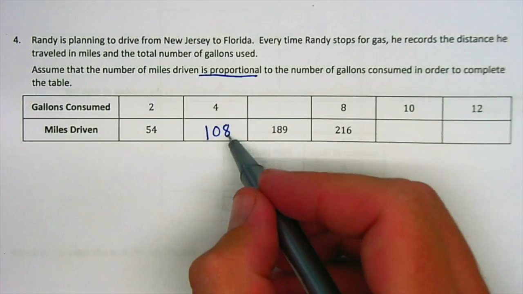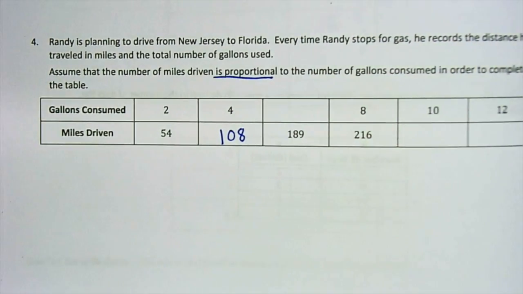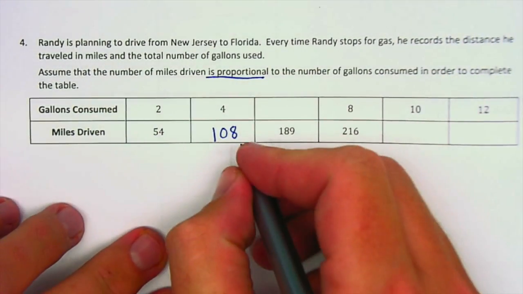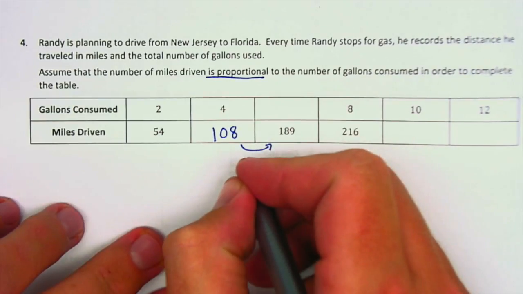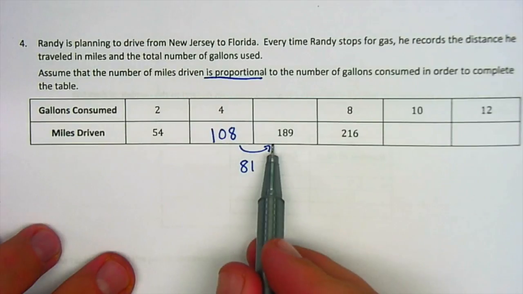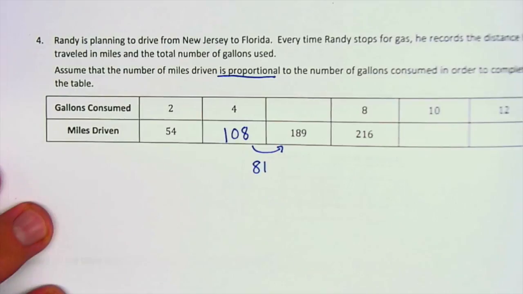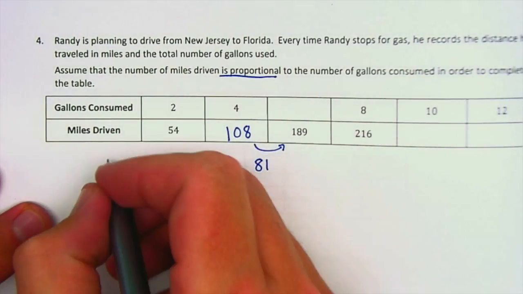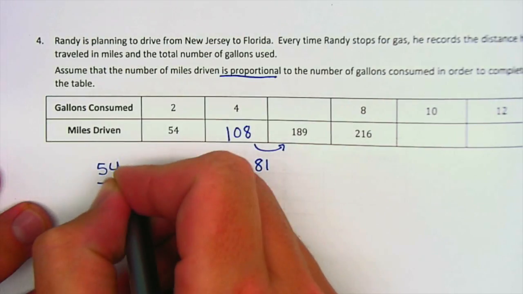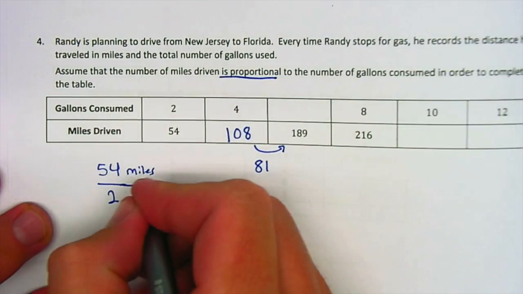Now we need to figure out how many times we have to add 54 to go to 189. Well, I'm not too sure. Let's see. The difference between these two right here is going to be 81. But we can add 54, but that's not quite it. What about this? Let's try to figure out first, if he consumes 2 gallons for every 54 miles, how much gas would he consume for 1 mile, the unit ratio?